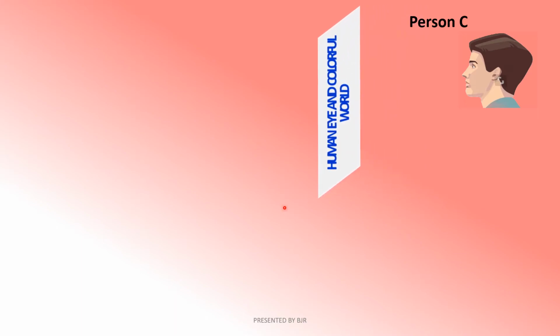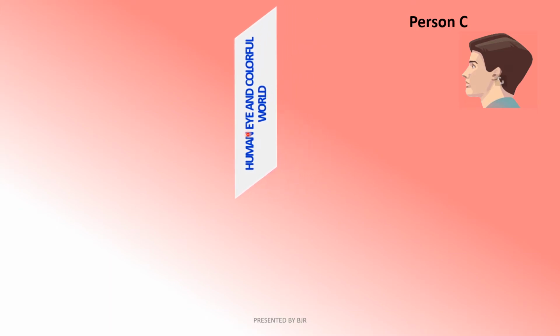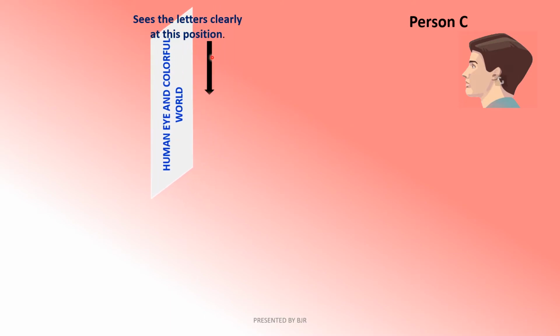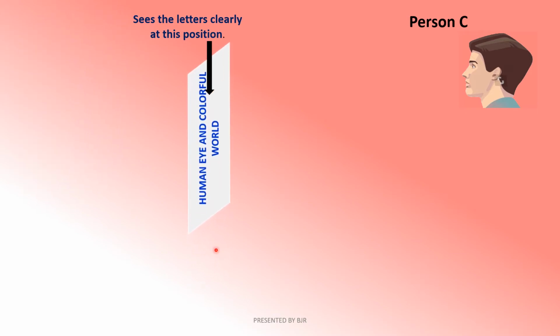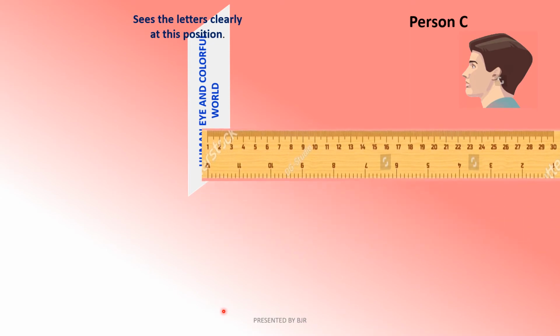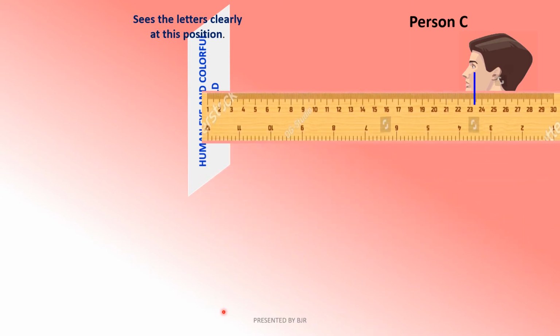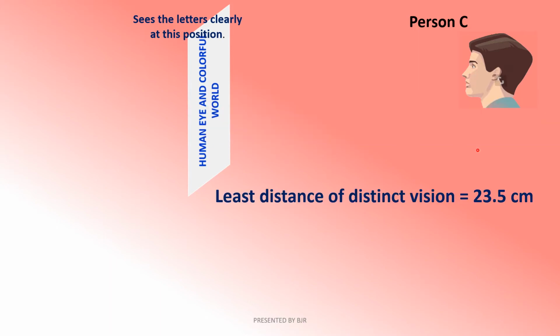Now I am moving it back. Let us check where he sees the printed letters clearly on the paper. Here. At this position, when the paper was at this position, he saw the letters clearly. So here, when the paper is kept here, he sees the printed letters on it clearly. Then this is the least distance of distinct vision for him. Let us measure this distance. So it is 23.5 centimeters around. So the least distance of distinct vision for this person, that is person C, is 23.5 centimeters.